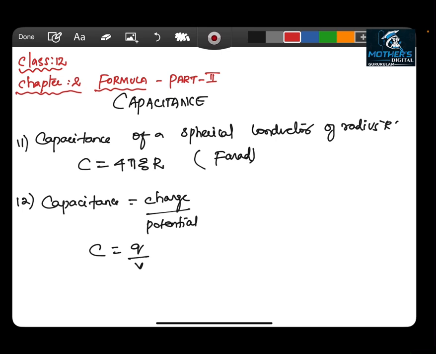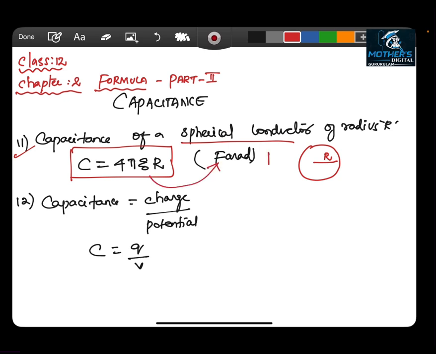In today's session, we'll continue with chapter 2 formula, capacitance. So the first formula, capacitance of a spherical isolated conductor whose radius is r is given as C equal to 4 pi epsilon naught r. Epsilon naught is permittivity in free space and C is measured in farad.